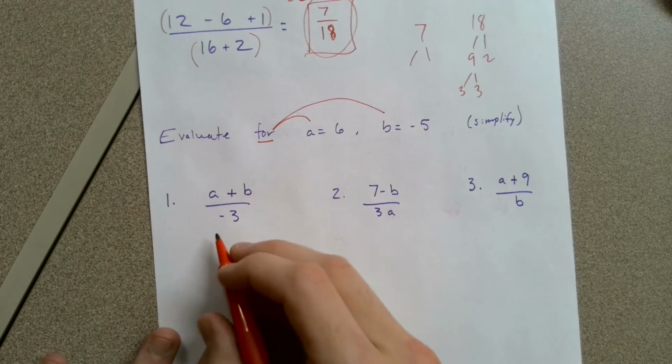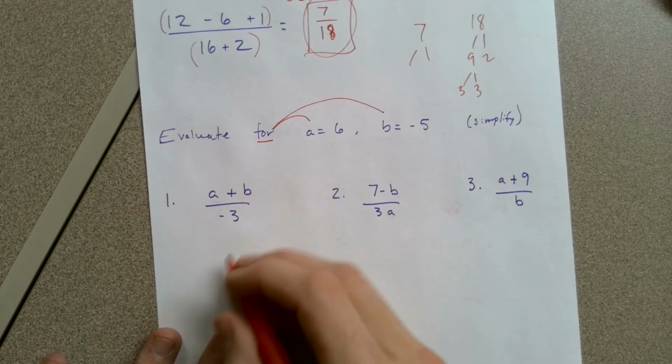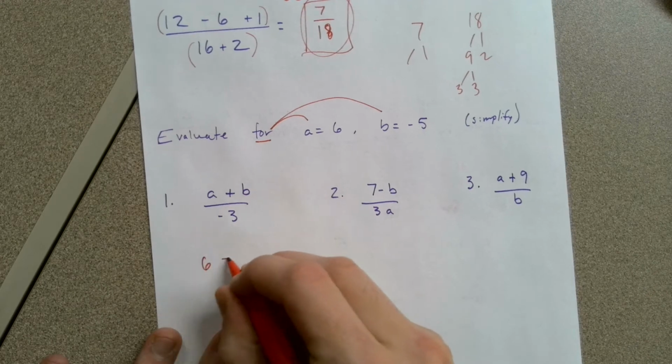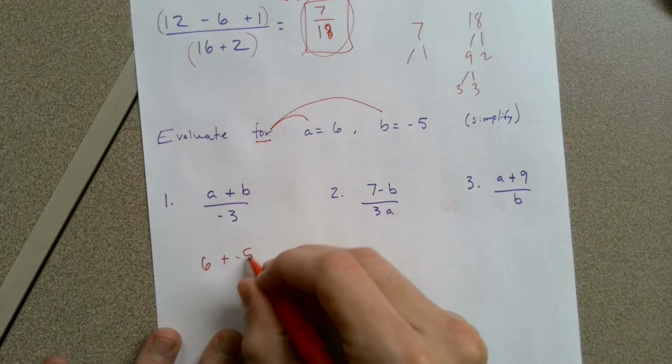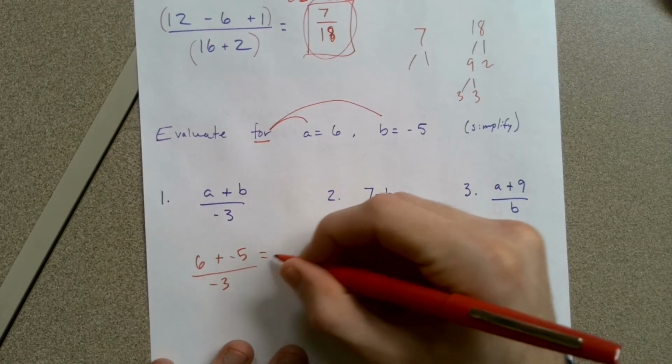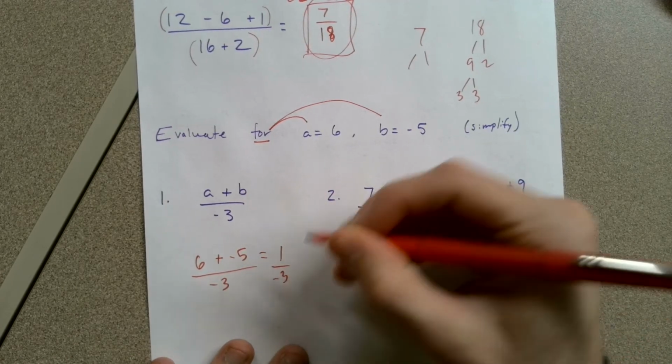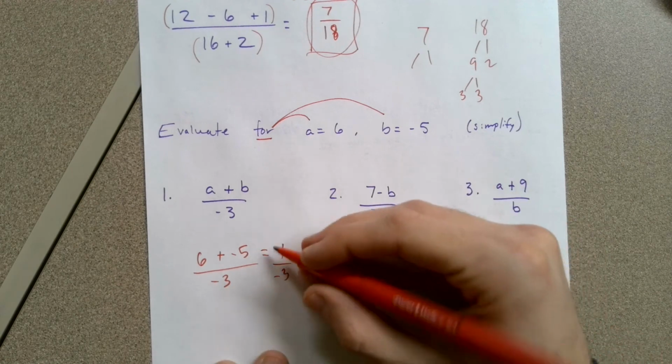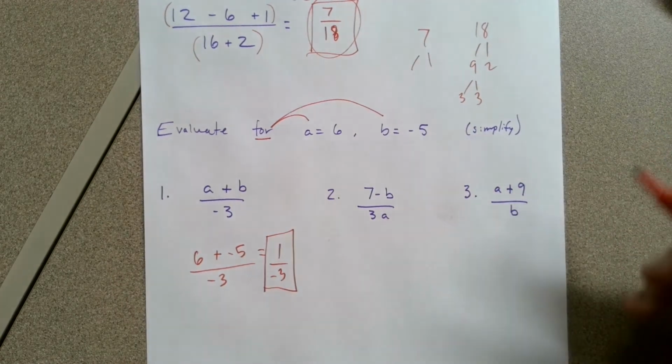I have this one right here, A plus B divided by negative 3. I know A is 6. I know B is negative 5. Divided by negative 3. Easy peasy. On top, this becomes a 1 divided by negative 3. Blammo, we're done.